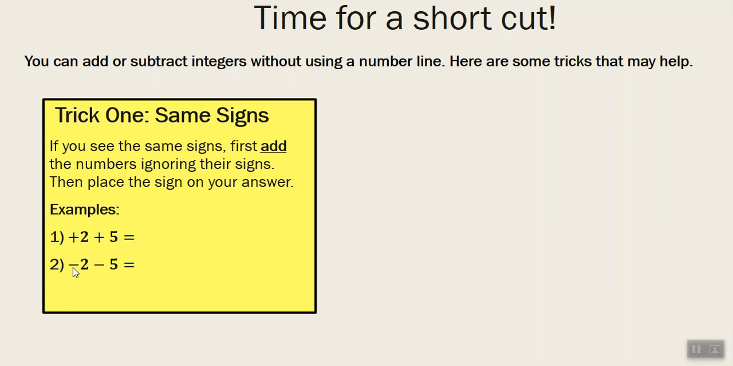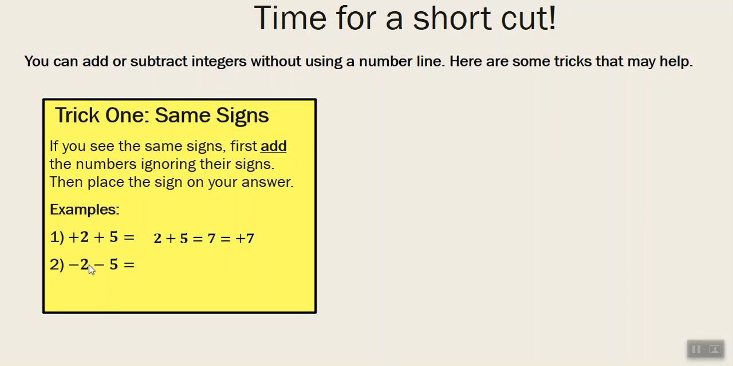And the same with the second one. We can see there's a takeaway sign here and another one there, or a negative sign there and a -1. Same signs. So your first step is add the numbers. 2 plus 5, once again, is 7. Okay? So 2 plus 5 is 7. And then it says, then place the sign on your answer. The sign in this case was a plus or a positive, so my answer would be positive. And I know 2 plus 5 normally is just 7. The positive sign can be invisible.